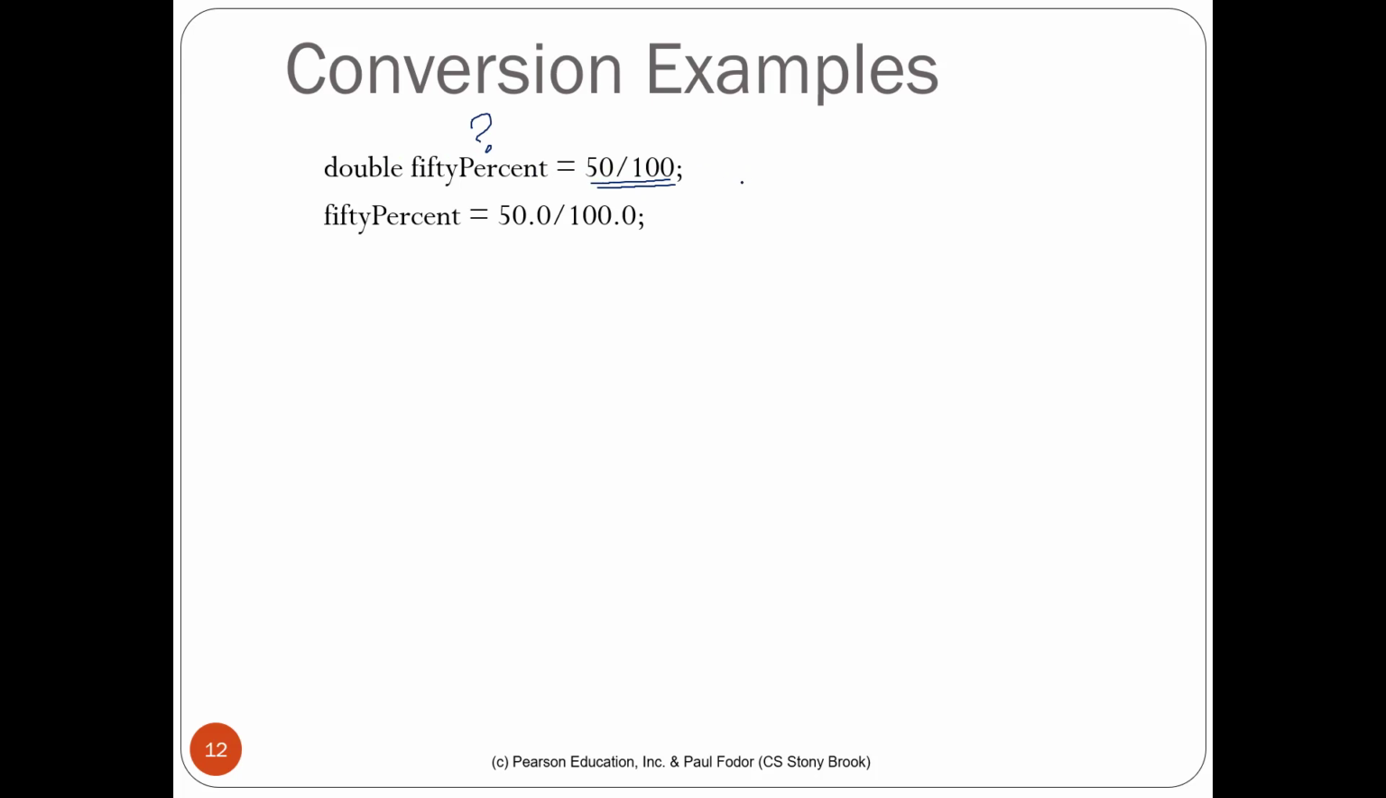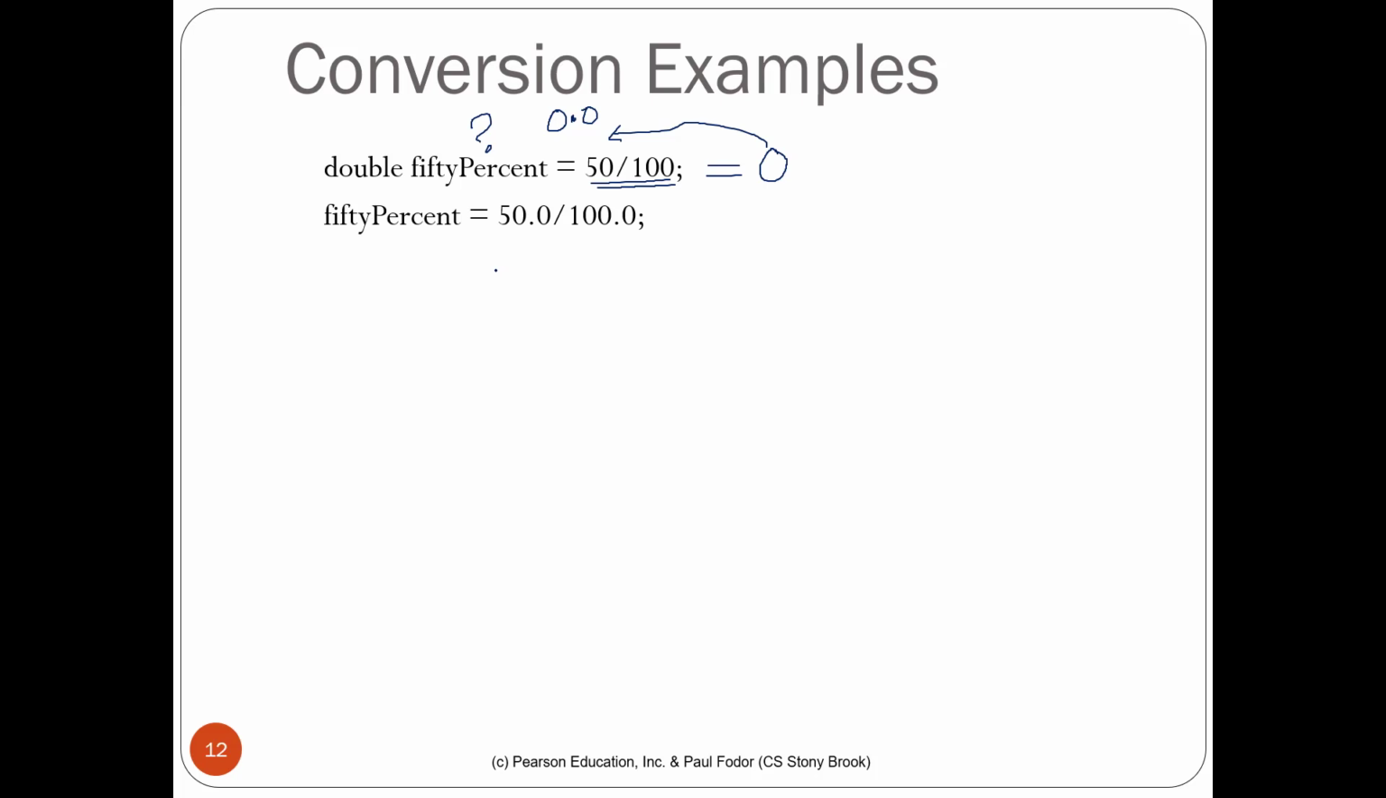So 50 is an integer, 100 is an integer, right? Both the operands in this division are integers, so the result will be an integer, which is 0. The division of 50 by 100 would be 0 because numerator integer, denominator integer, you are doing an integer division. So the quotient is 0. Now this 0 will be assigned to 50%, and 50% is double. So ultimately 50% will get 0.0, not 0.5. That will not happen because it's integer division.